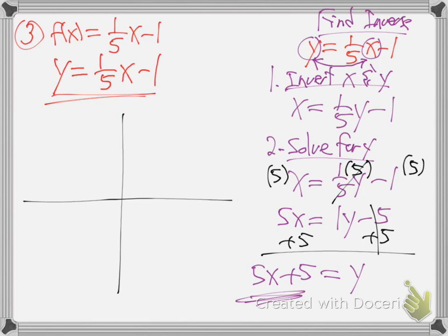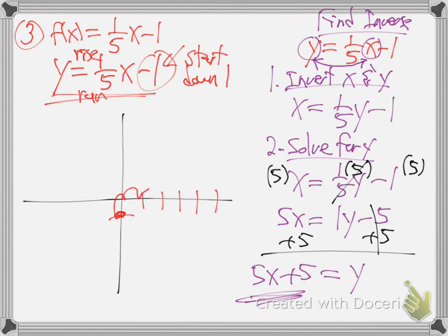So let's do the red one first. We start down 1, because that's a negative 1. So down 1, and then rise over run. So we go up 1 and over 1, 2, 3, 4, 5. So up 1 over 5. Connect the dots. There's that one.